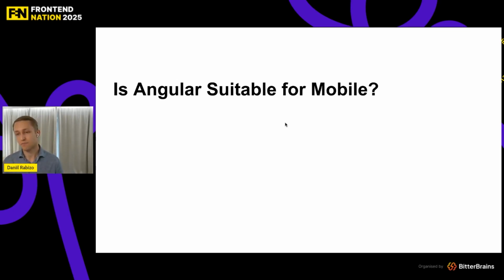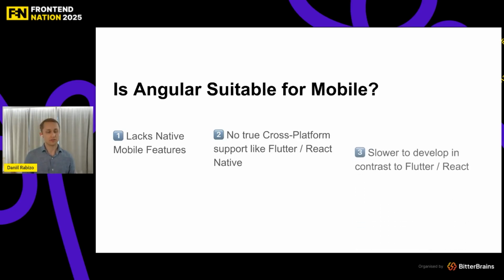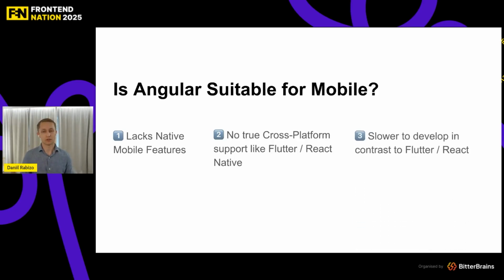Okay, guys, spoiler alert, Angular is a very good web framework, but it's really terrible for mobile. Because obviously, Angular doesn't have any native mobile features. It doesn't have any cross-platform support compared to React Native or Flutter. And also in development, it's much slower than React, in my opinion, because it has some boilerplate, right?